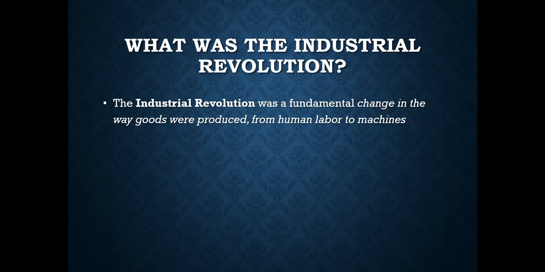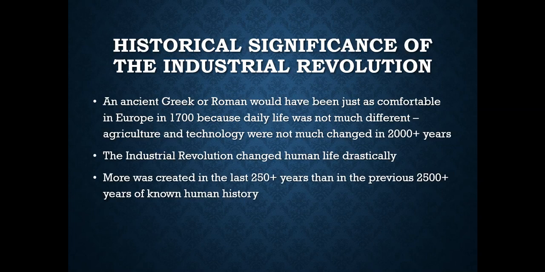A simple definition is the Industrial Revolution was a fundamental change in the way goods were produced from human labor to machines. Please pay attention to this last part. From human labor, in other words, human hands, to being replaced and done with machines.